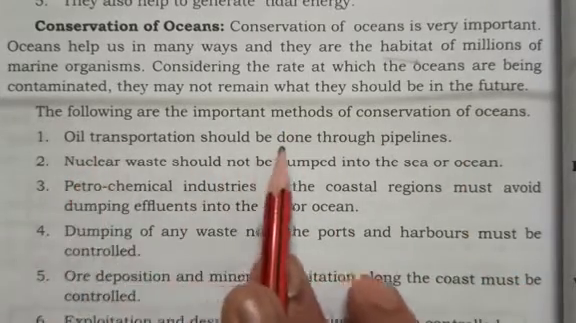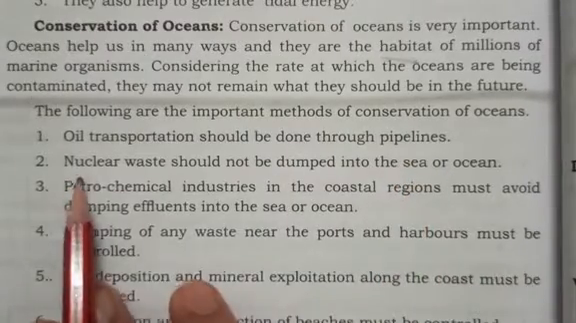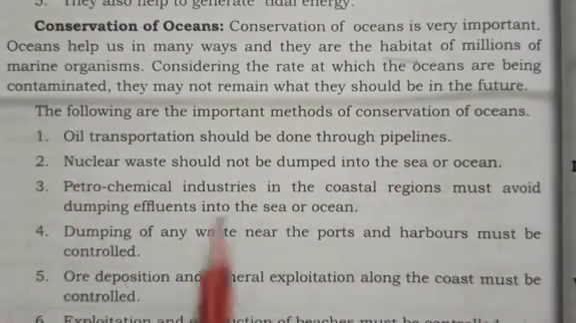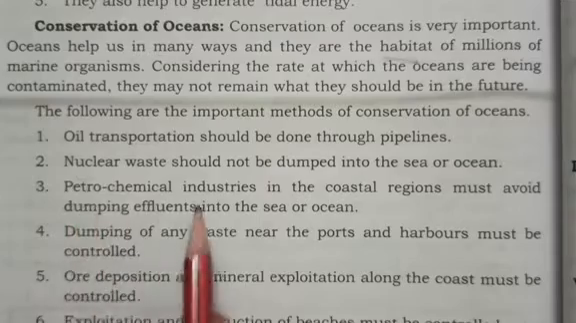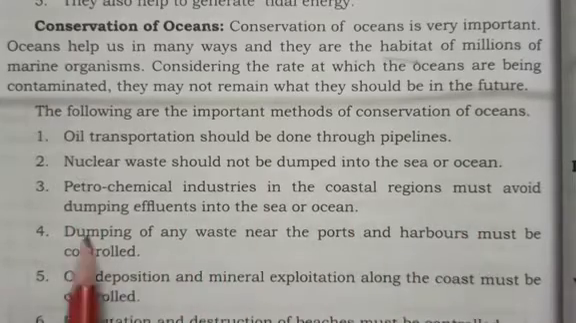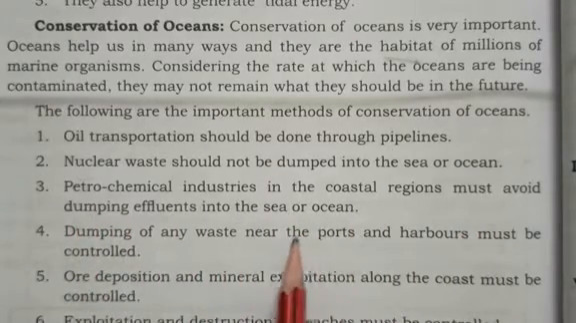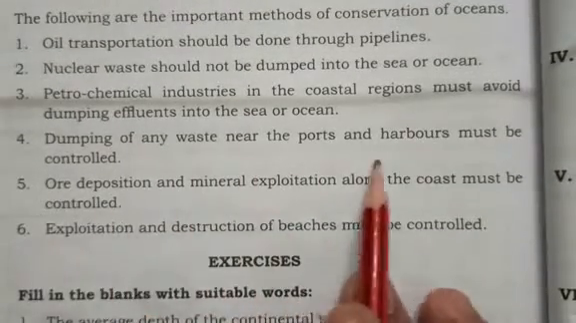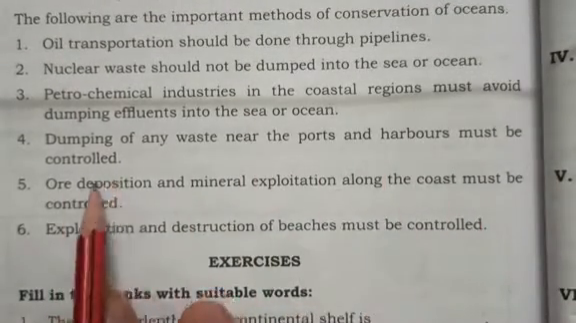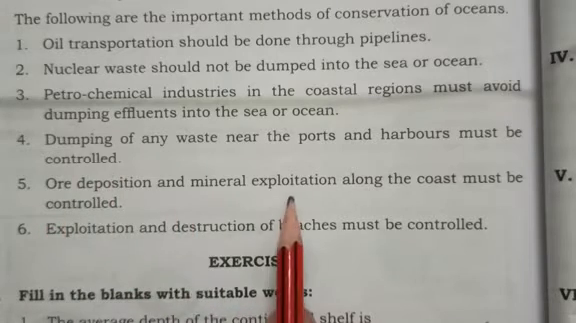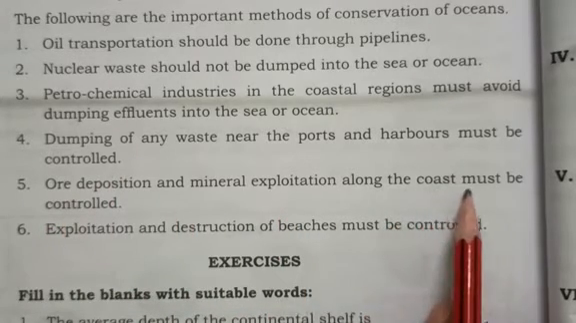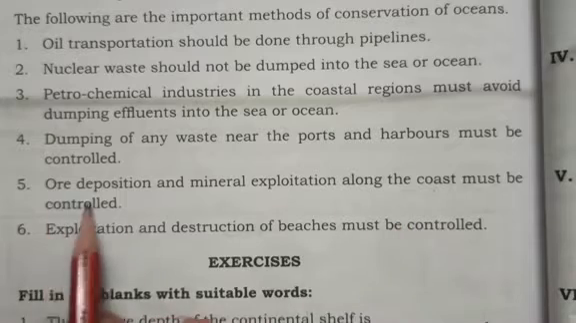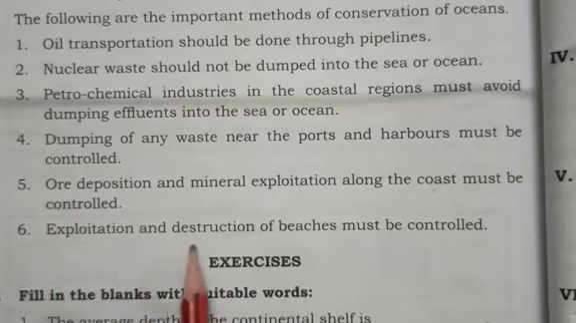Oil transportation should be done through pipelines. Nuclear waste should not be dumped into the sea or ocean. Petrochemical industries in the coastal regions must avoid dumping effluents into the sea or ocean. Dumping of any waste near the ports and harbors must be controlled. Ore deposition and mineral exploitation along the coast must be controlled. Exploitation and destruction of beaches must be controlled.